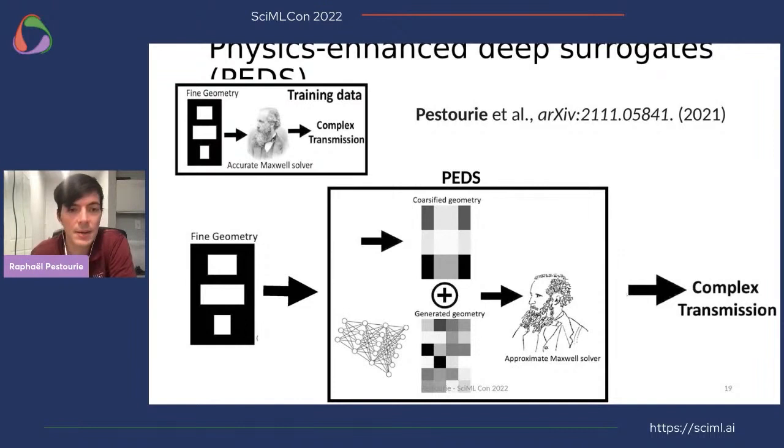The surrogate model takes the same geometry as the accurate solver, and inside PEDS, there are two channels. One is a field knowledge based transformation of the input to an input of the low-fidelity solver, and the other goes through a generative neural network that will alter this low-fidelity solver input. Trained end-to-end, the neural network generator finds the input to the low-fidelity model that will result in the same complex transmission as the computationally costly accurate solver for Maxwell's equation. This type of surrogate model is about 10,000 times faster than solving for the costly Maxwell's equation directly in 3D.